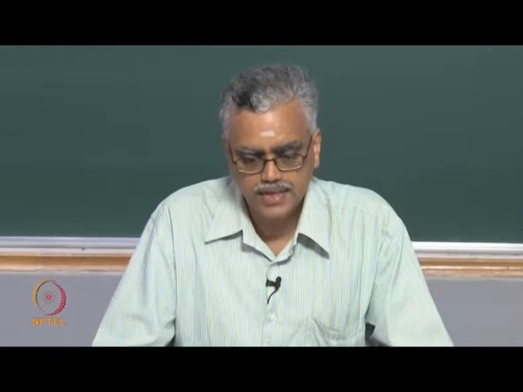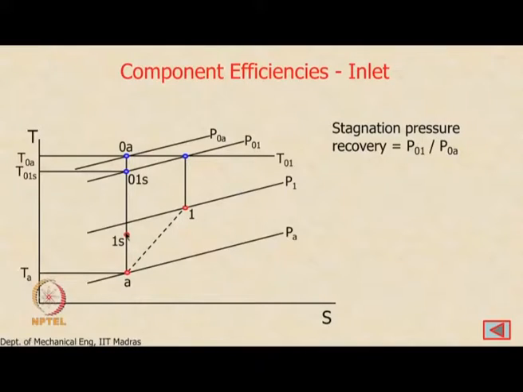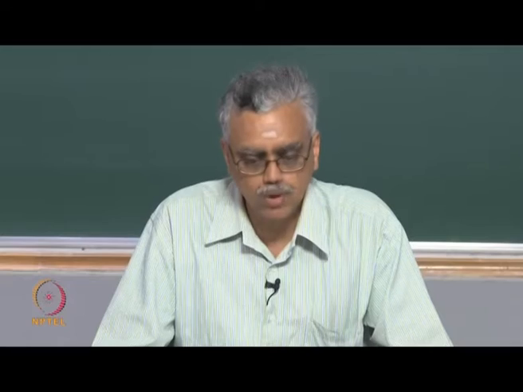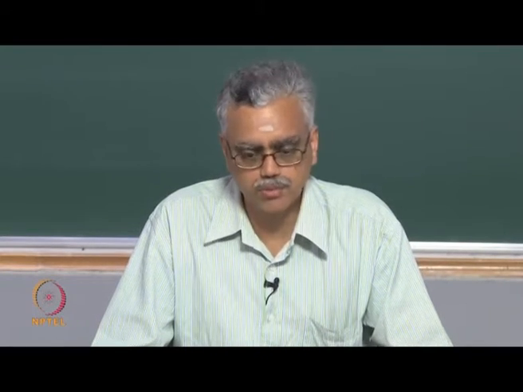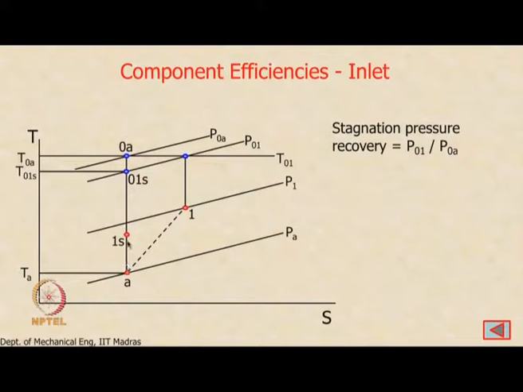Now, in order to quantify this, we are proposing a metric which states the following: had the compression process been isentropic, what would the stagnation temperature be at the end of such a compression process while the stagnation pressure is equal to P01? 1s signifies the static state at the end of such an isentropic compression process. It is not equal to P1.